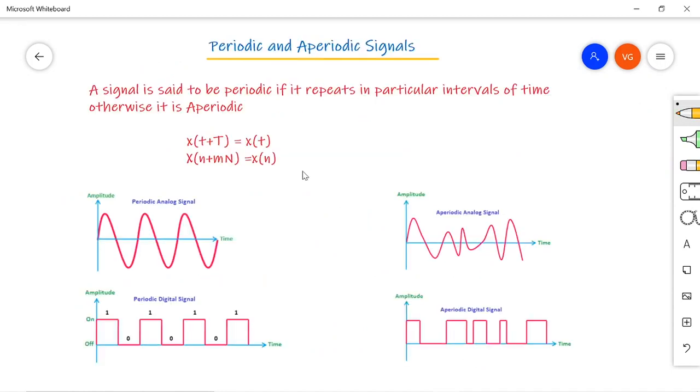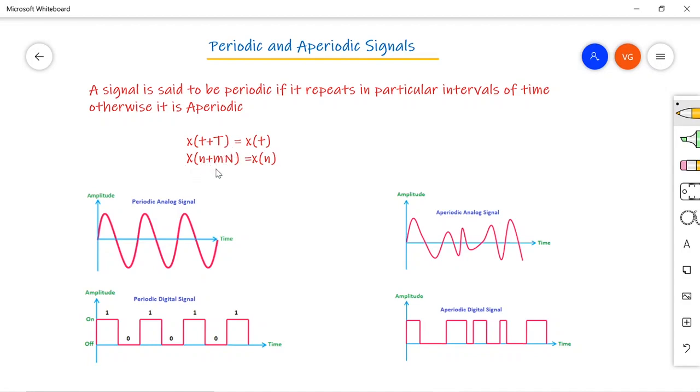Periodic and aperiodic signals. A signal is said to be periodic if it repeats at particular intervals of time. Otherwise, it is aperiodic. x of t plus capital T is equal to x of t is the condition for a continuous time signal.